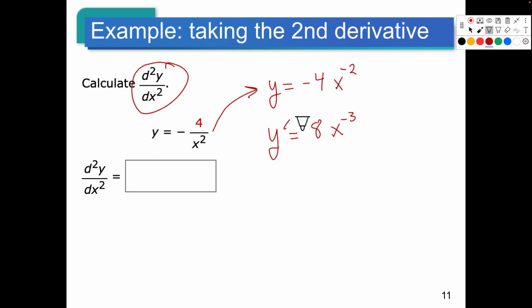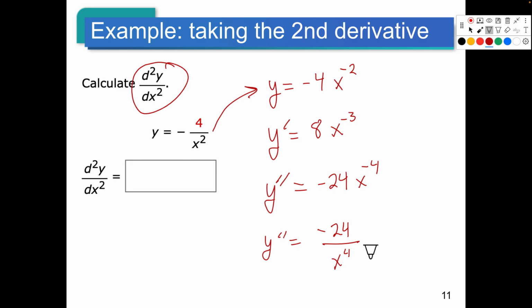And then now we just do another step. We take the derivative of the derivative, and so negative 3 times 8, negative 24. Subtract 1 from 3, we get x to the minus 4. And that's a good answer. I think it'll accept it just fine. If you want to rewrite it, you could move the negative 4 back down. So negative 24 over x to the 4th. And I think that's some good practice.